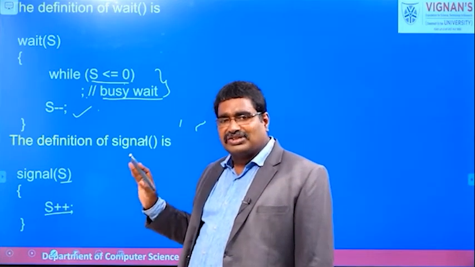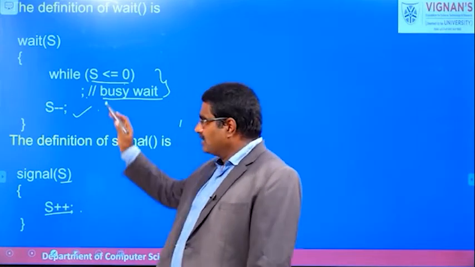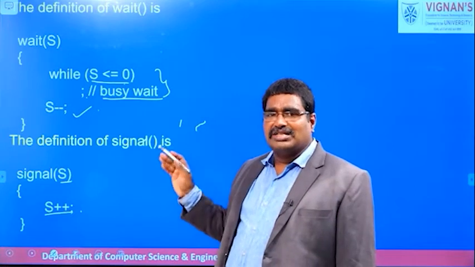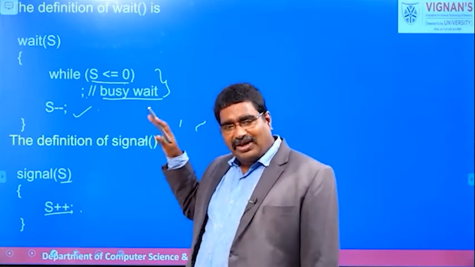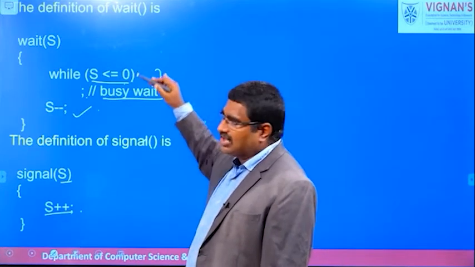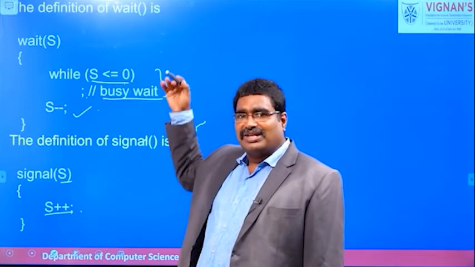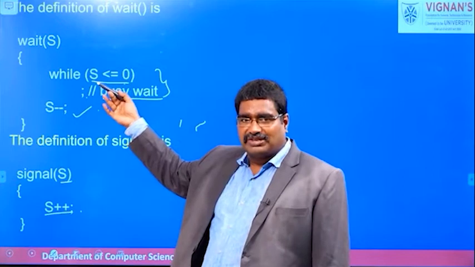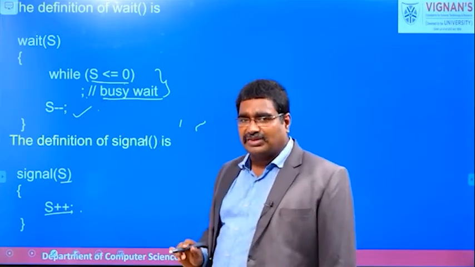The signal function is a simple implementation: the semaphore value is increased by 1. But for the wait function, if the semaphore value is already greater than 0, its value is decreased by 1. If its value is equal to 0, the process which called the wait function must be in busy waiting until some other process modifies the semaphore, and only then is its value decreased by 1 and it comes out of the wait function.